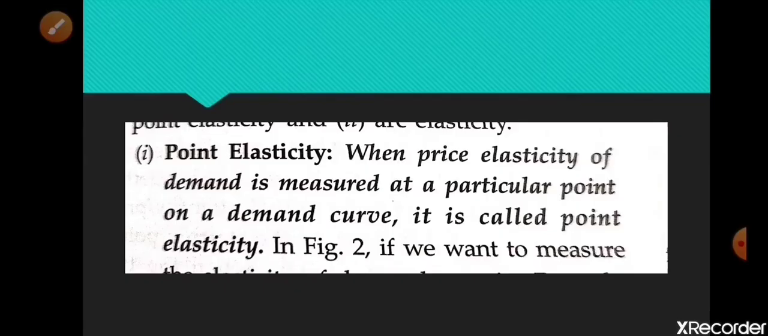While measuring the elasticity of demand, we have two kinds of elasticity: point elasticity as well as arc elasticity. What is point elasticity? When we discuss the elasticity of a commodity at a particular point, that is known as point elasticity. And when we discuss elasticity between 2 points, that is known as arc elasticity. So let us understand what point elasticity and arc elasticity are.